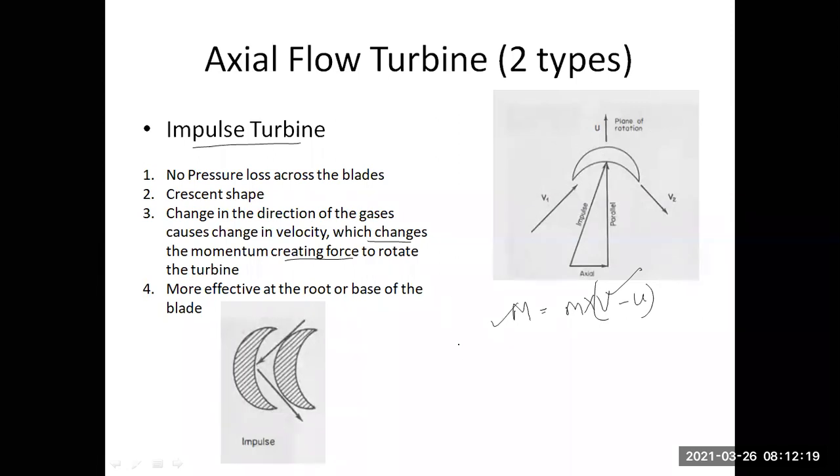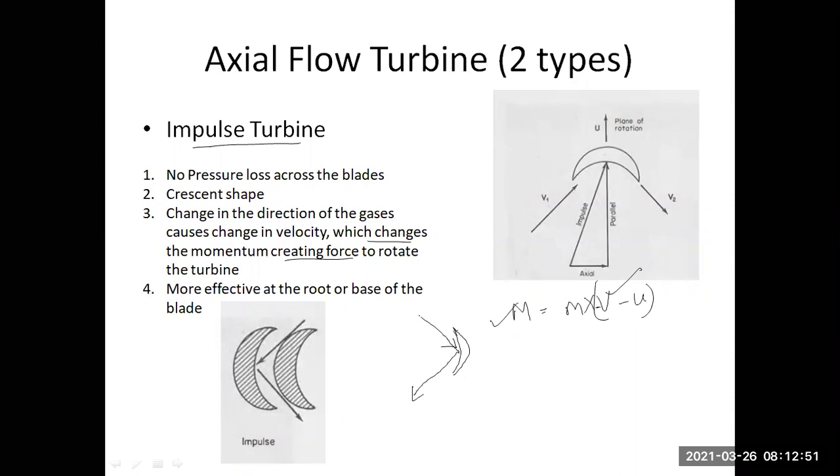What is happening? There is a crescent shape turbine blade. Air comes and hits this turbine blade at this place. The air which is coming from the combustion chamber, after the nozzle guide vane, is directed at a proper angle onto the bucket. As it hits the bucket, the direction will change. No change in the velocity, that's why both the vectors are of the same length. But when it comes and strikes, it is changing the direction. So if the direction is changing, I can say this is also negative, this is also negative.